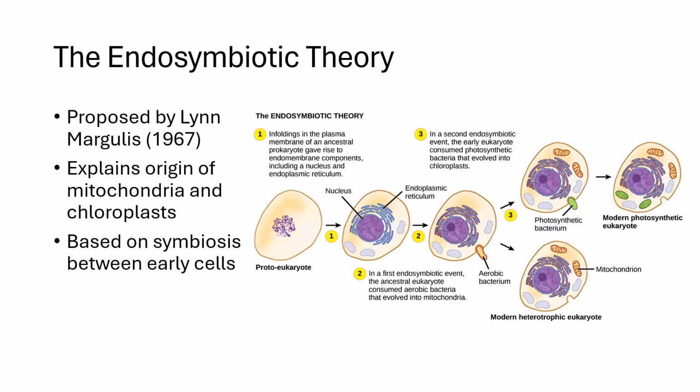One of the most important ideas in cell biology is the endosymbiotic theory proposed by Dr. Lynn Margulis in 1967. This theory suggests that long ago, larger ancestral cells engulfed smaller prokaryotic cells. Instead of being digested, these smaller cells formed a mutually beneficial relationship within the host cell. Over time, these symbiotic partners evolved into organelles, specifically mitochondria and chloroplasts.